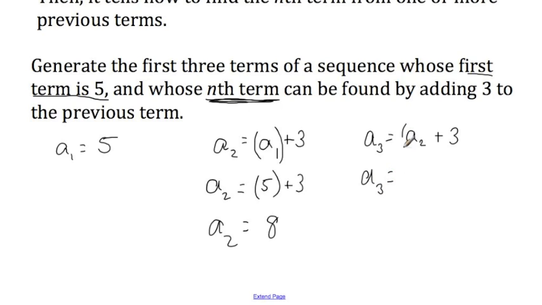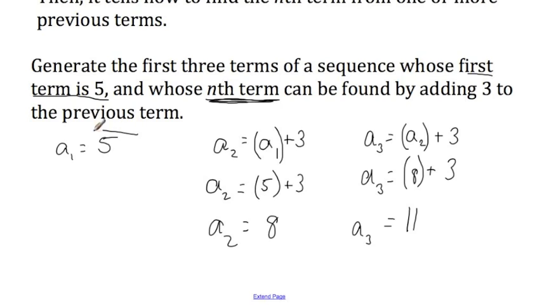Well, I know what a sub 2 is. A sub 2 is 8. So I'm going to substitute in 8 for a sub 2 and simply add 3. And 8 plus 3 is 11, so the third term is 11.